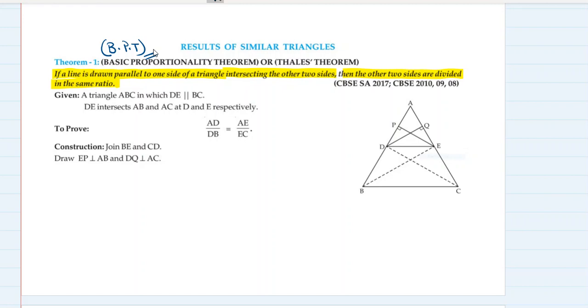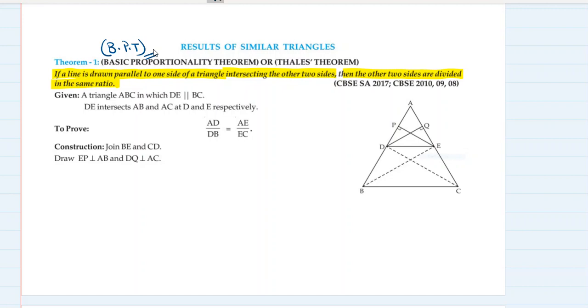Because according to the board's rules, she or he might be able to suggest exactly what is allowed. Some protocols like this are very trivial. If you ask me personally, I don't mind. If you write BPT, I will consider that you have the knowledge and I will give you marks. But schools always follow some protocols, some rules. So we have to abide by those rules. We have to follow those rules.